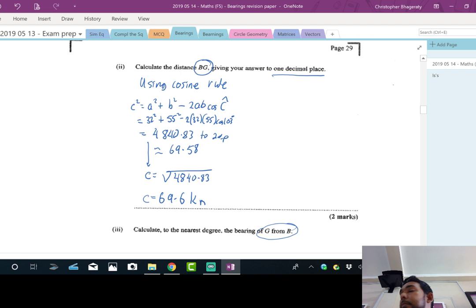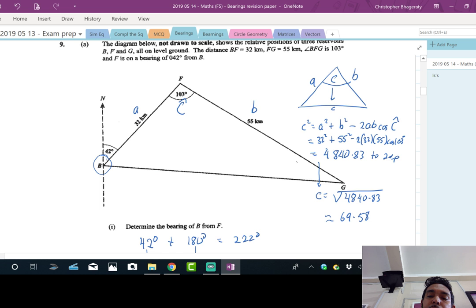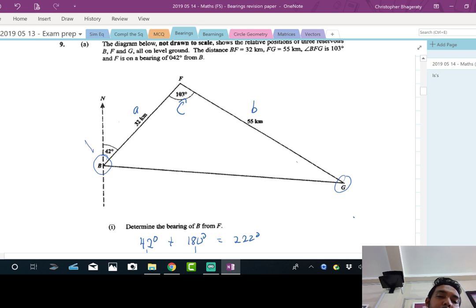So what do they want? They want G from B. So they want us to start from the north line at B and go clockwise until we hit the line joining B and G. So this is the north line here at B, and they want us to go clockwise until we hit G.